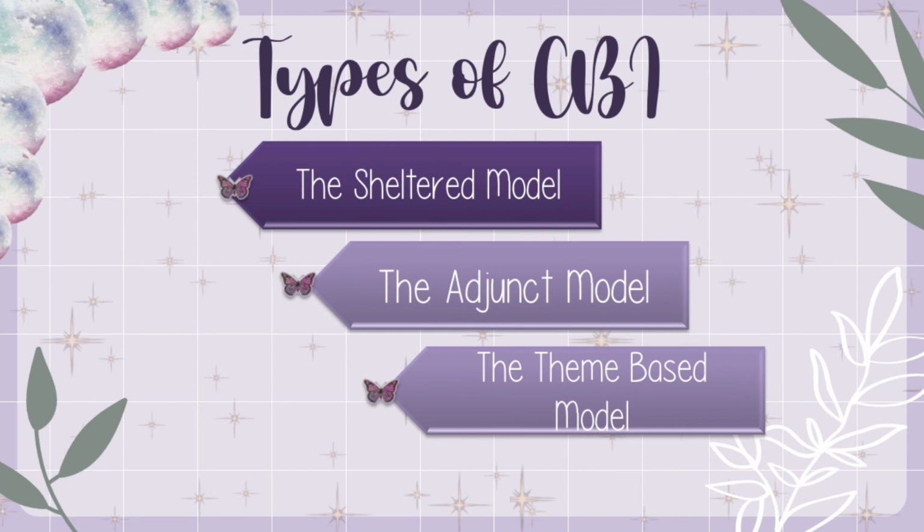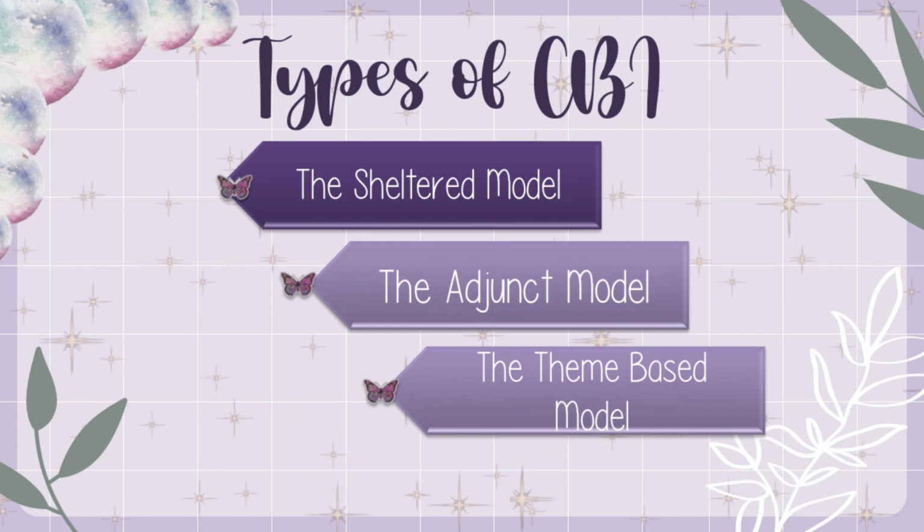The sheltered model. It is used at university where the goal of teachers is to enable the English as second language or the ESL students to study the same content material as regular English L1 or the English as their first language students. Sheltered CBI is called as such because learners are given special assistance to help them understand regular classes. The adjunct model, undertaken by ESL teachers.